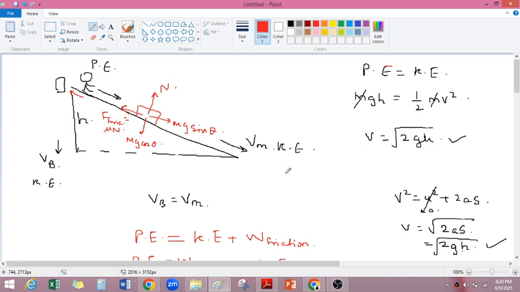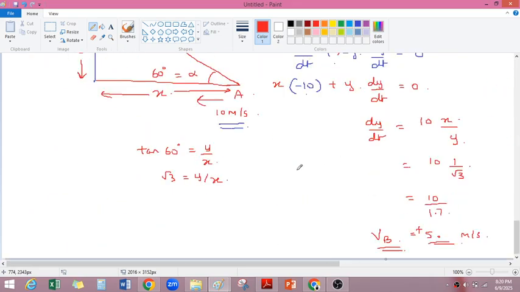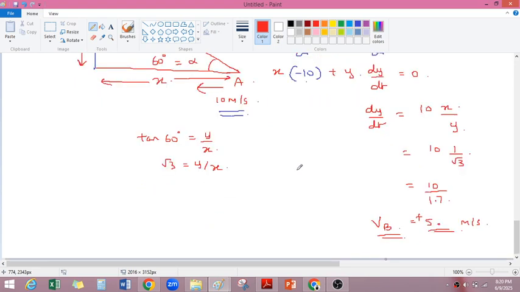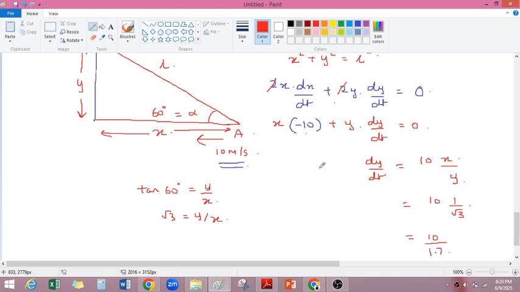Sir, why are we taking the tan theta? Because tan 60, I want x by y. They have not given an x and y, but they have given only the 60 degree.